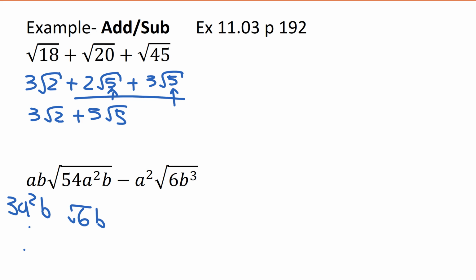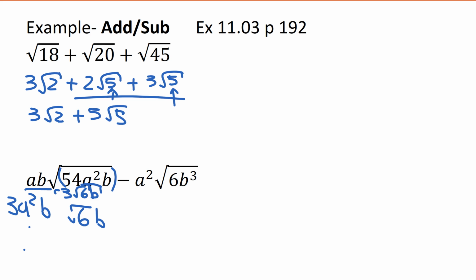Oh, because ab's already out the front. We've already got an ab here. So we're happy with this part going to be 3 root 6, with the a at the front. Yep. So that's why it becomes 3a squared b times root 6b. Happy with that?